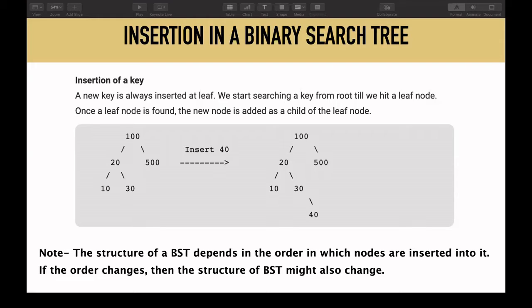So for that, what we do is we simply start at the root. This is a pretty straightforward algorithm. Let us say the value which I want to insert is 40. I'll check the value at the root, which is 100. Now 100 is greater than 40, so 40 can never lie in the right subtree of 100. 40 has to lie in the left subtree of 100.